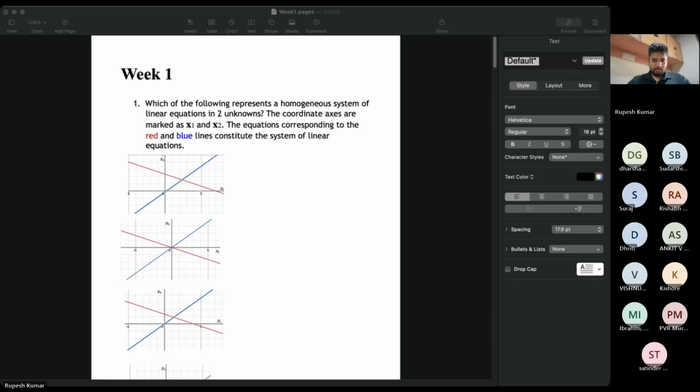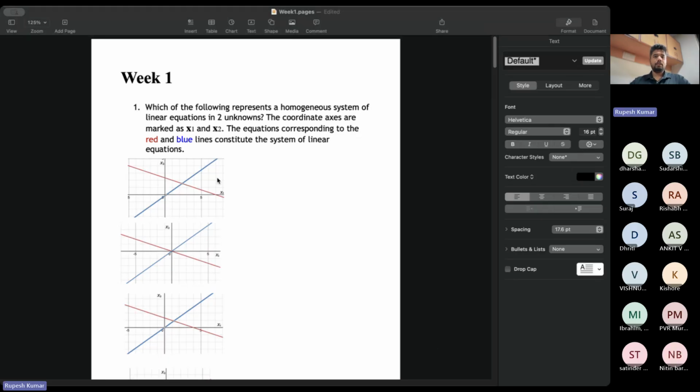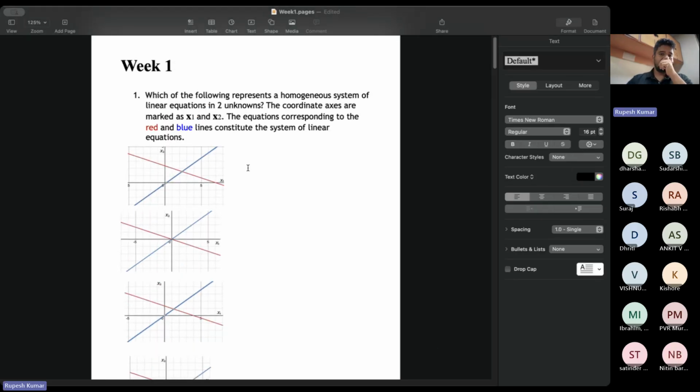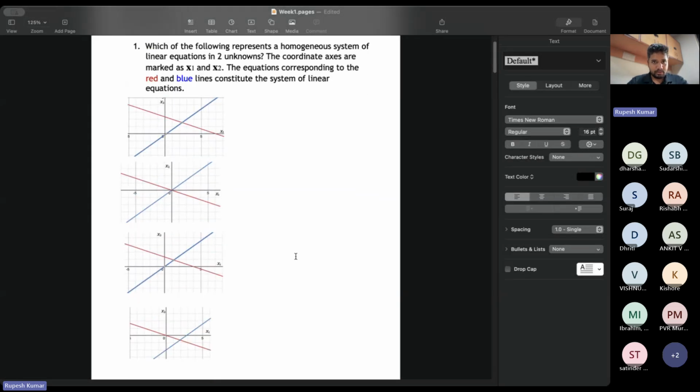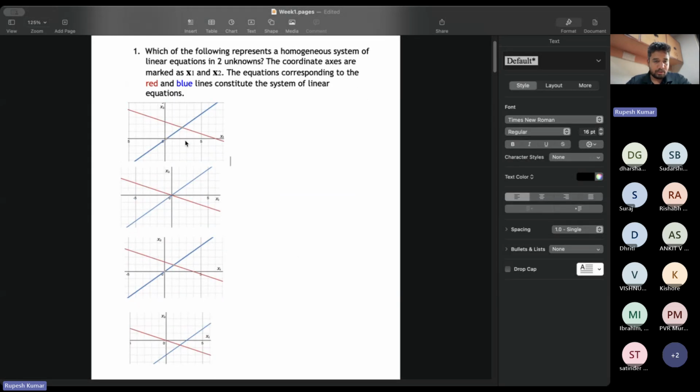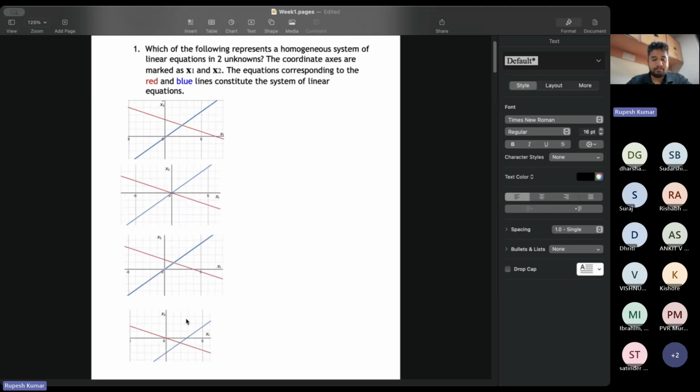Great. So let's start with the first problem. Which of the following represents a homogeneous system of linear equations in two unknowns? These are four figures. The coordinate axes are x1 and x2, and you are given graphs of four such systems, with the equations corresponding to the red and blue lines forming a system of linear equations. The question is, which one of the following represents a homogeneous system of linear equations in two unknowns?